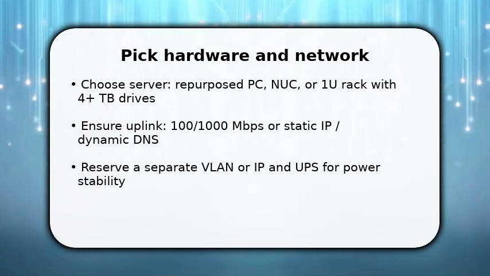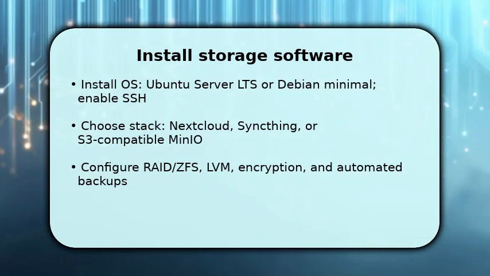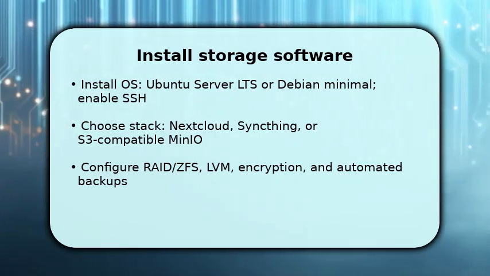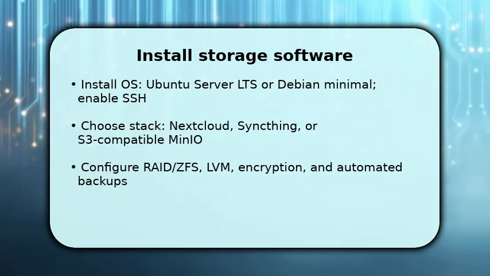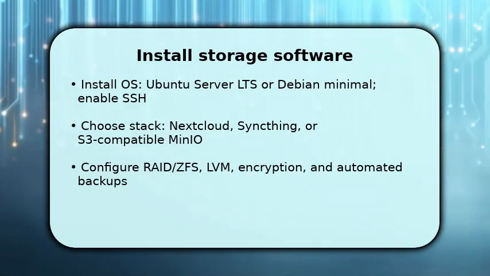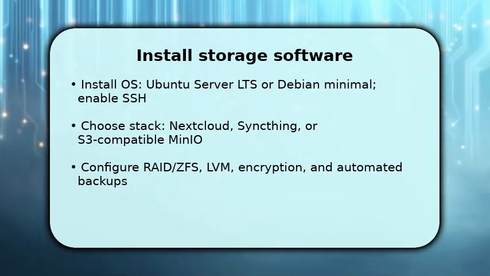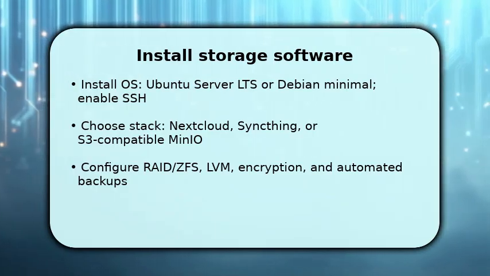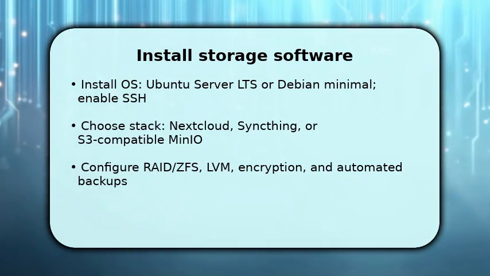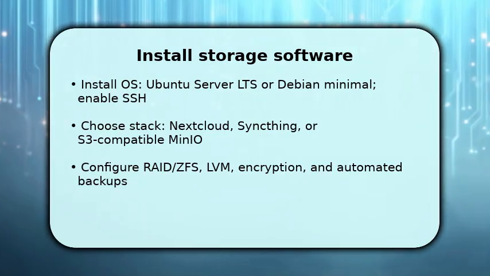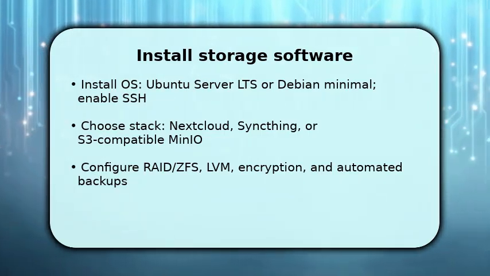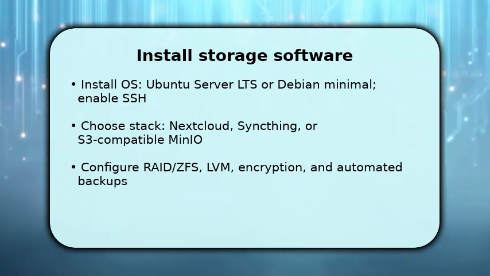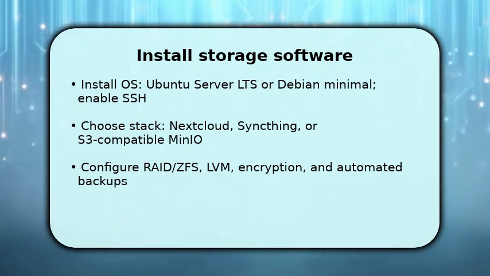You now install the operating system and the storage stack so data is accessible and resilient. Set up Ubuntu Server LTS and enable SSH for remote work. Next, pick software. Nextcloud for user-facing sync, MinIO for S3 APIs, or SyncThing for peer sync. Configure storage backend, RAID 1/RAIDs or ZFS with compression, and enable full disk or dataset encryption for privacy. Once configured, automate snapshots and offsite backups. This prevents data loss and lets you scale smoothly.